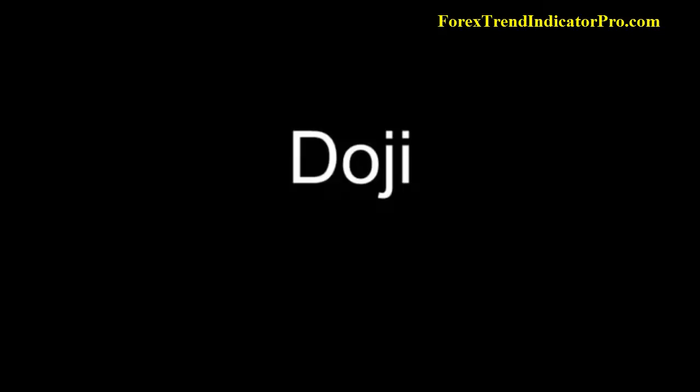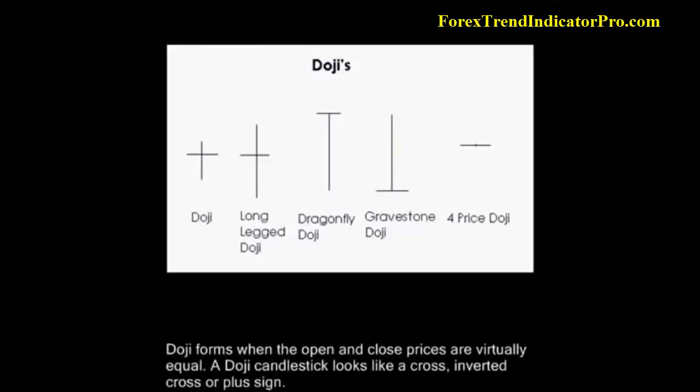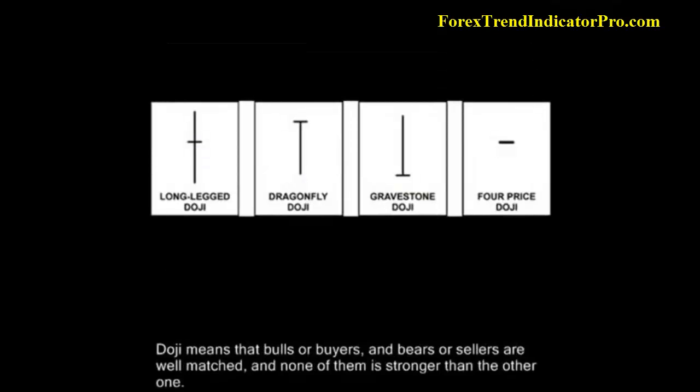Doji. Doji forms when the open and close prices are virtually equal. A doji candlestick looks like a cross, inverted cross or plus sign. Doji means that bulls or buyers, and bears or sellers are well matched, and none of them is stronger than the other one.